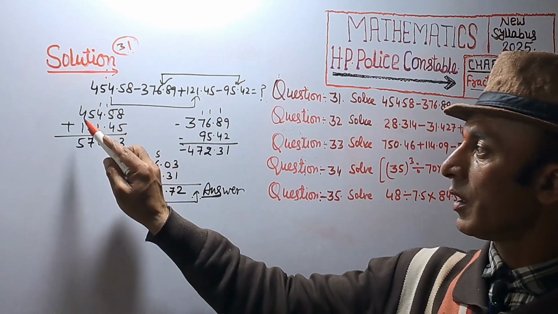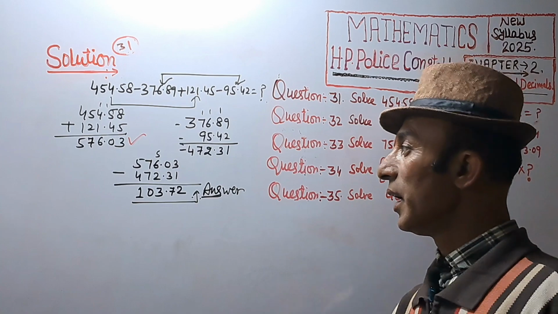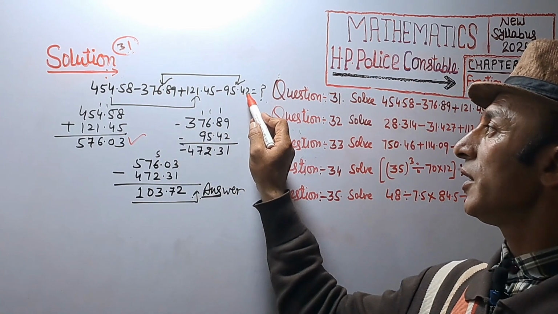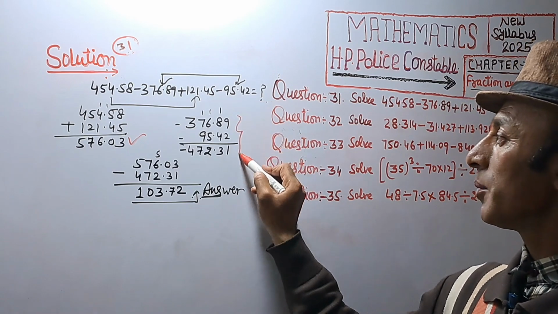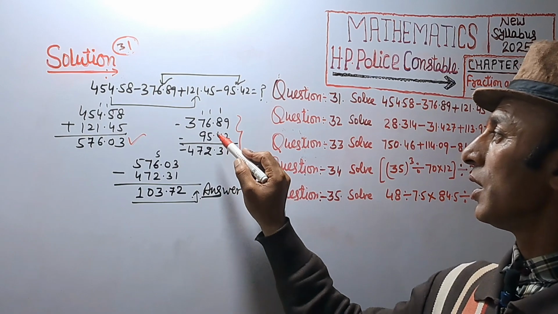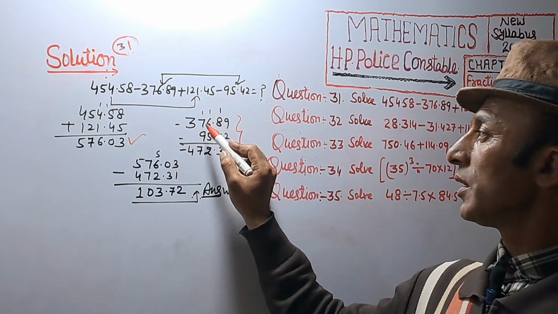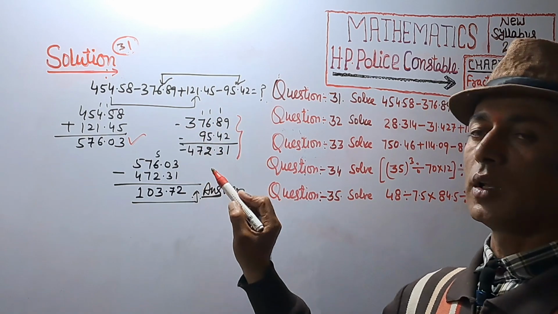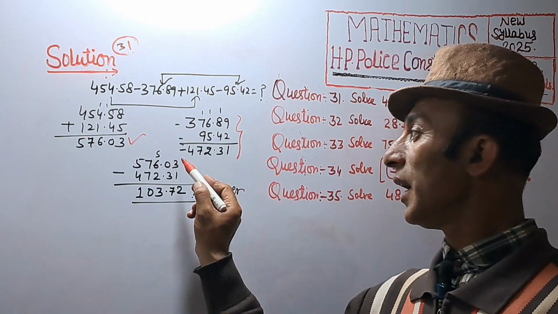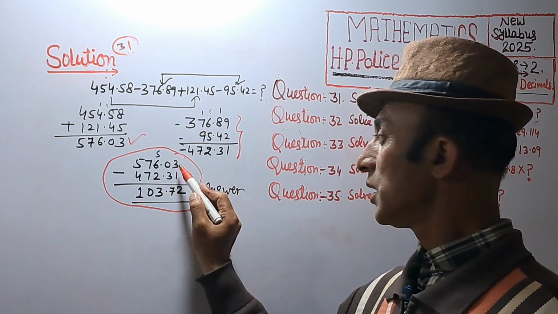5 plus 2 is 7, and 4 plus 1 is 5. That is sum of positive number, and sum of negative number, that is 376.89 and 95.42, and their sum is equal to 9 plus 2, 11, 9 plus 4, 13, 1 carry, 7 plus 5, 12, 1 carry, 9 plus 1, 10 plus 7, 17, 1 carry, 4. That is minus 472.31, and their subtraction equal to 3.